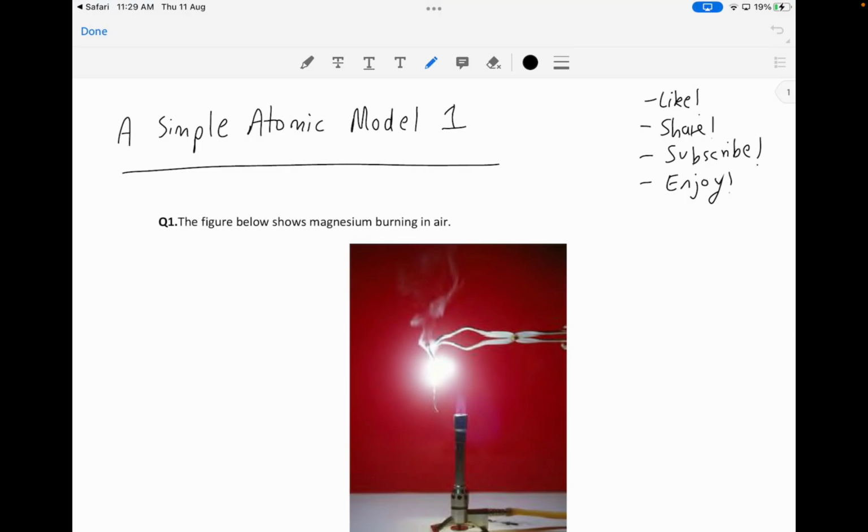Hello guys, today I'm making a video on some basic insights on how to solve questions related to the topic Simple Atomic Model. I know many of you have this topic coming up for your chemistry exam, so hopefully this video can help you solve these types of questions.